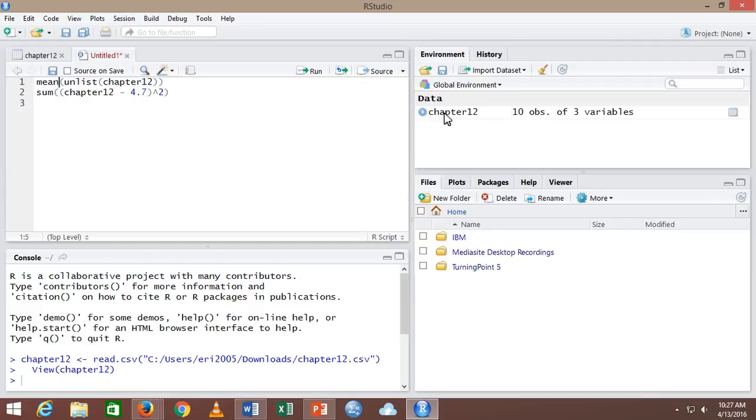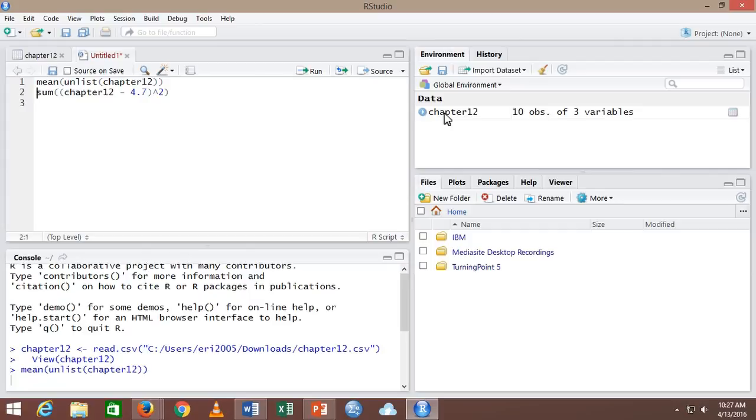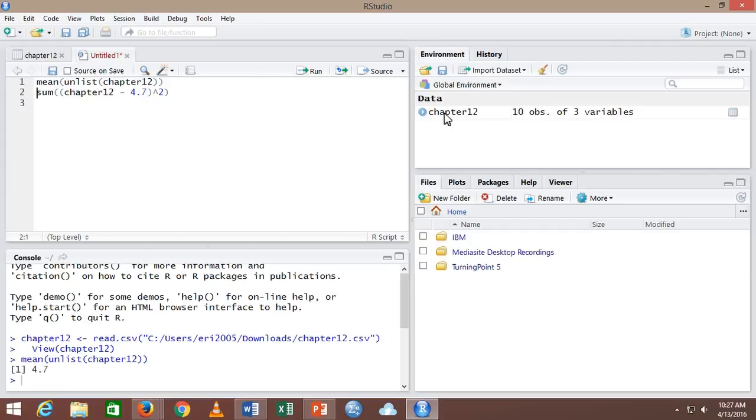And I'm going to calculate how far they are away from the middle of the middle. So it's each person minus the grand mean. So this is total variance. That first line of code, this unlist thing, just calculates the mean of all of the columns. Unlist treats it as one giant data set instead of 3 columns and gives me the mean. So it's 4.7.